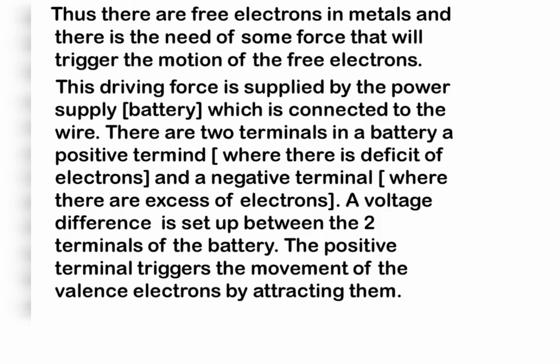This driving force is supplied by the power supply or battery, which is connected to the wire. Now there are two terminals in the battery, a positive terminal where there is a deficit of electrons and a negative terminal where there is a surplus or excess of electrons. Thus, due to this imbalance in the number of electrons, a voltage difference is set up between the two terminals of the battery, and when it is connected externally by a wire, then what happens?